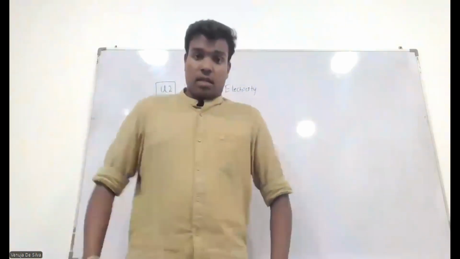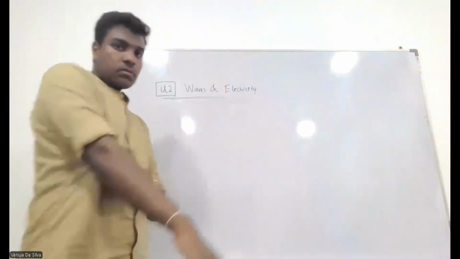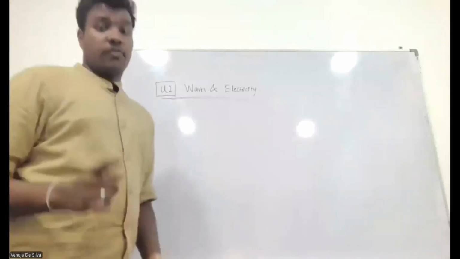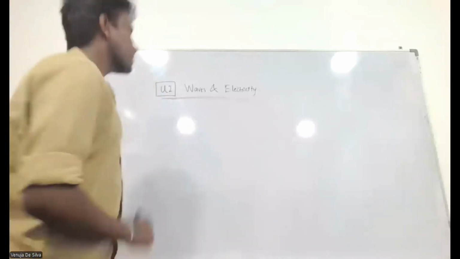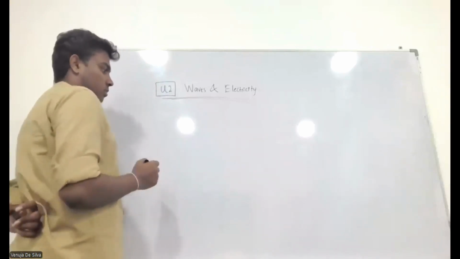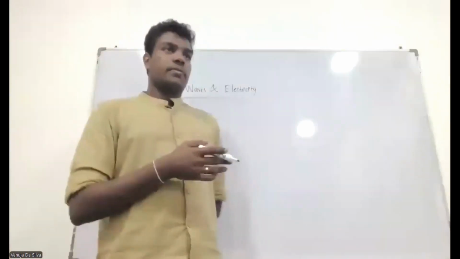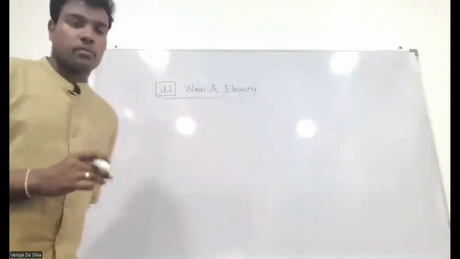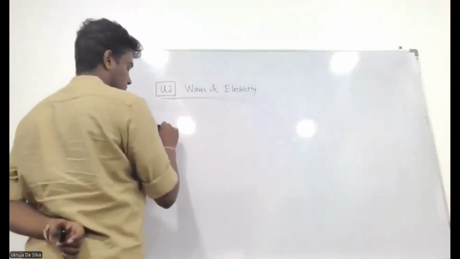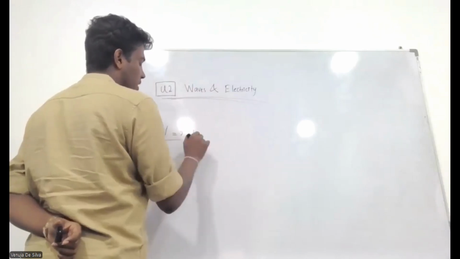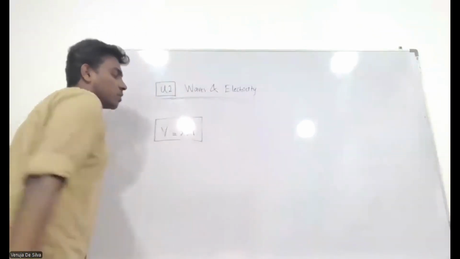Okay. Now, next what we have got is wave speed. That is the most important quantity. Wave speed is basically how fast the wave travels. There's an equation for that. What is that equation? v equals f lambda. That is the equation.